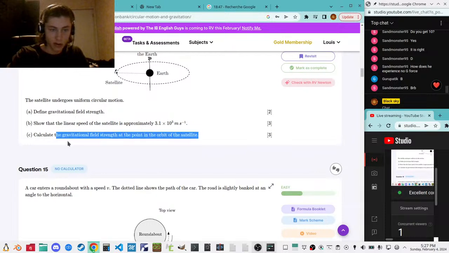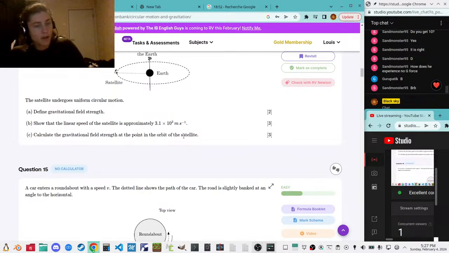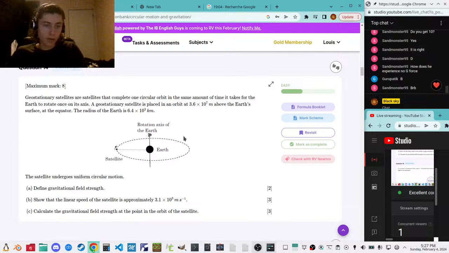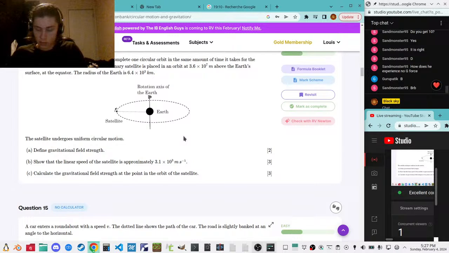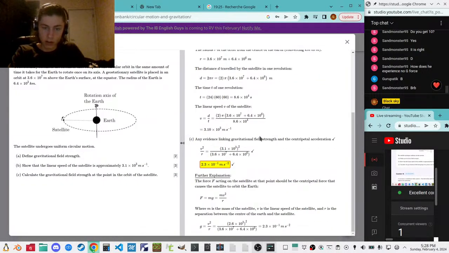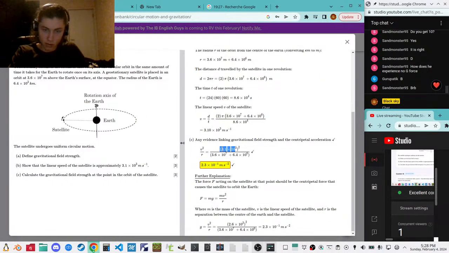Calculate the gravitational field strength at a point in the orbit of the satellite. Gravitational field strength is GM divided by r squared. Do we know the mass of the Earth? We don't. I guess we don't because it's proportional. It's acceleration, right? And we know v squared. Is it just v squared divided by r? Could be. v squared divided by r.